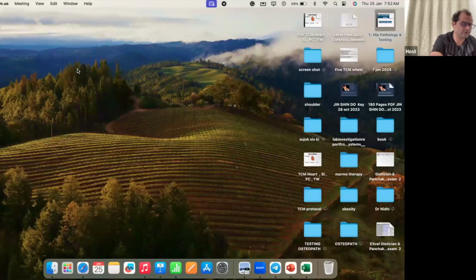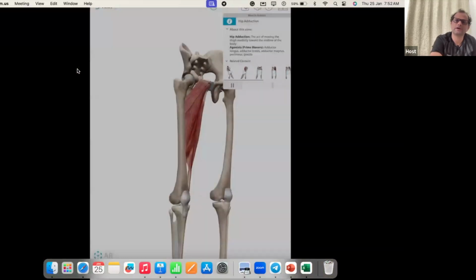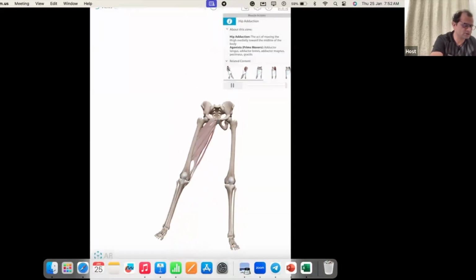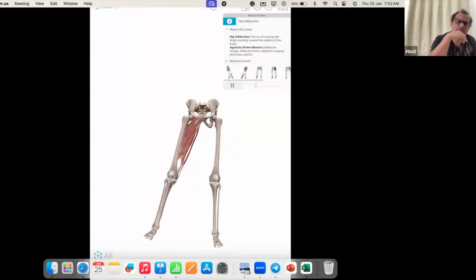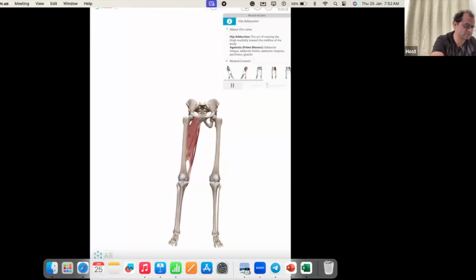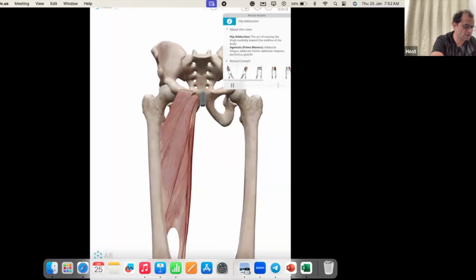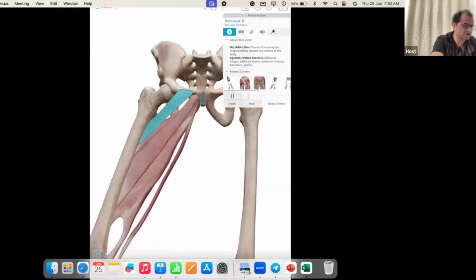We have divided it into three parts. Front is femoral, back is sciatic, and internal is obturator. So we can see here these are the muscles, the adductor group of muscles. They are doing adduction.